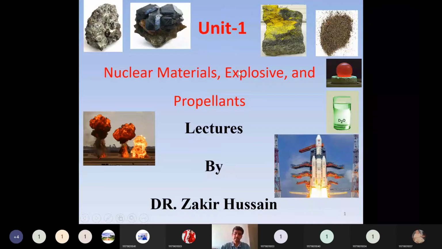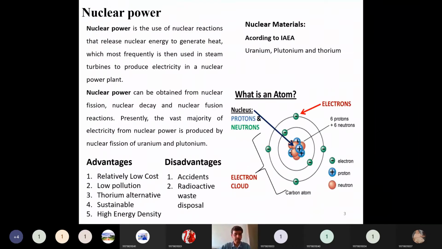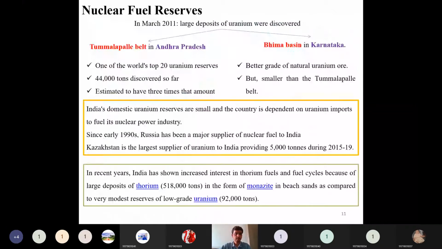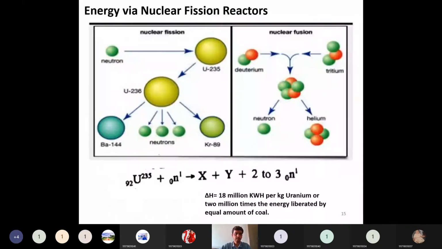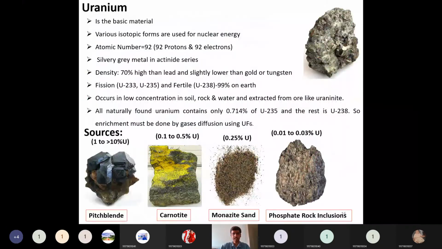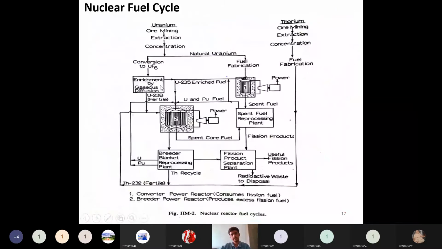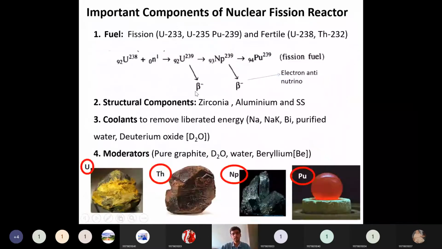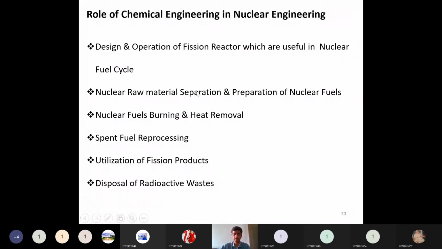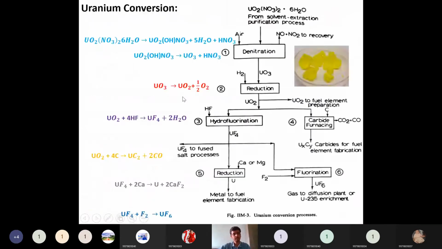So we were seeing this until the last class, Unit 1, Nuclear Materials, Explosives and Propellants. To some extent, we have covered this Unit 1. Today we are going to see uranium and nuclear fuel cycles, then major important components and uranium conversion processes. And finally, the role of chemical engineering in nuclear engineering.